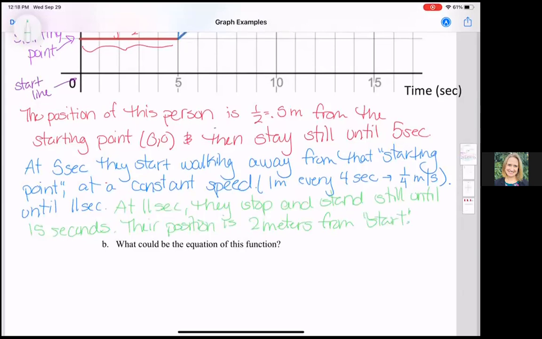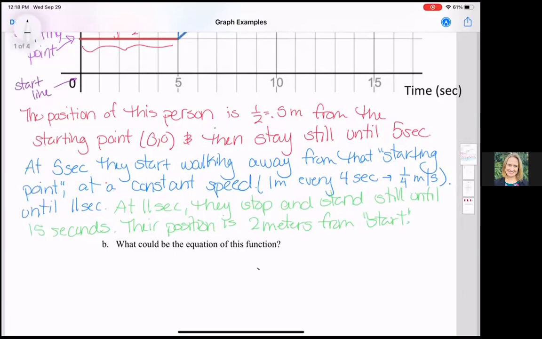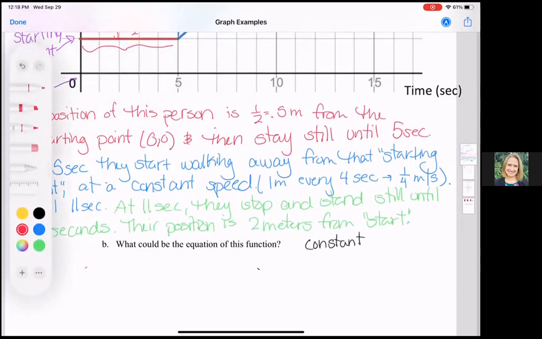And so what I want us to see is that if we're using this interval notation, we can talk about these different intervals. So I'll put us back in black. So we are constant on the intervals from 0 to 5, our red line, and then again from 11 to 15.